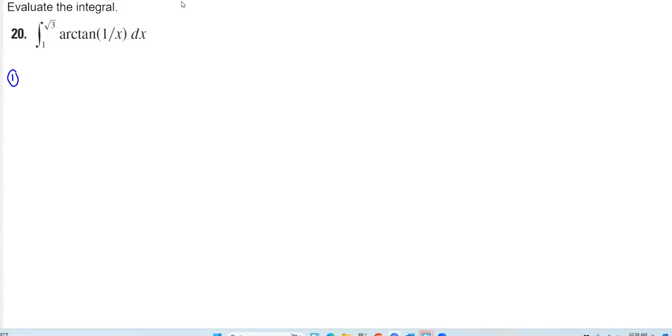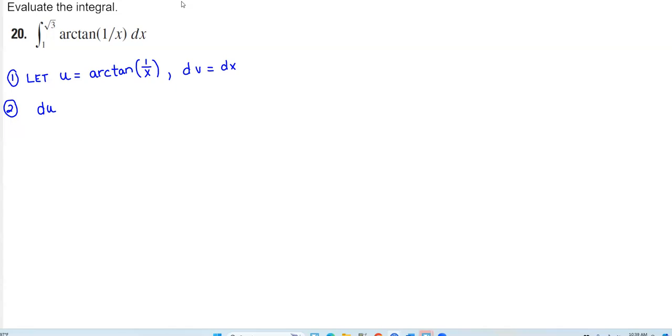So in this problem here, we're going to let u equal the arc tangent of 1 over x, and dv is going to equal dx. So in step 2, we need to find the derivative with respect to x.